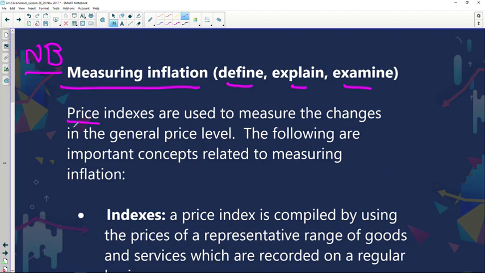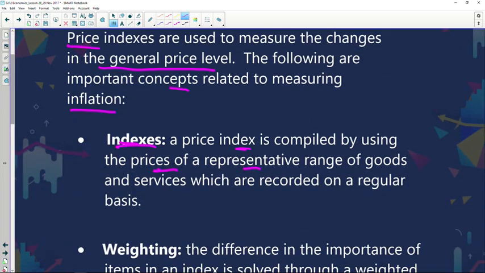So we start off with the price indexes that we looked at when we looked at the economic indicators in our previous lesson. So these are used to measure the changes in the general price level. So the following are important concepts related to measuring inflation. So an index is a price index or indexes. A price index is compiled by using prices of a representative range of goods and services which are recorded on a regular basis.